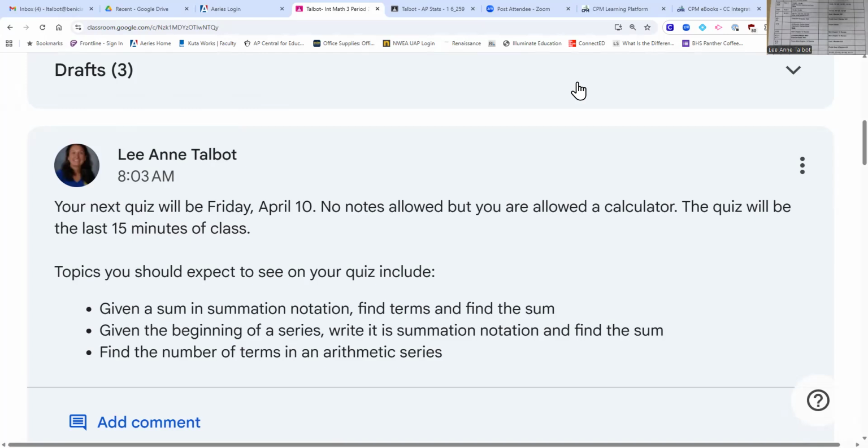Note, it says no notes allowed, but you are allowed a calculator. You have to have a calculator for this one. It would not make any sense for us to not give you a calculator. So calculators, yes, notes, no. However, those formulas are printed at the top. Sum of an arithmetic, sum of a geometric, and the quad formula are all printed. And those are all in the quiz review also, so of course. None of the things that we're doing today, however, are on there. This is just the stuff from before break.